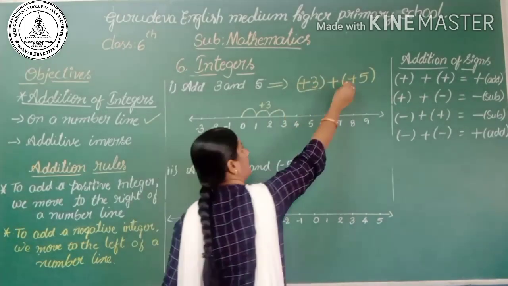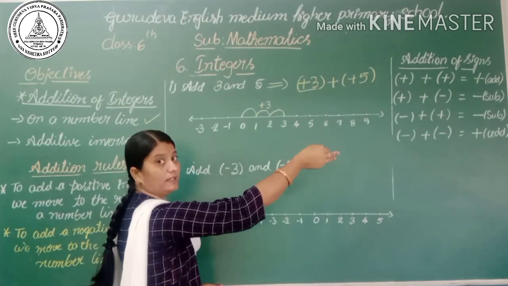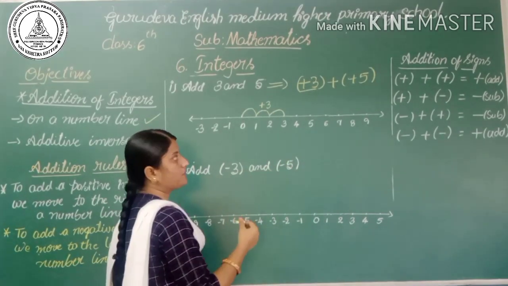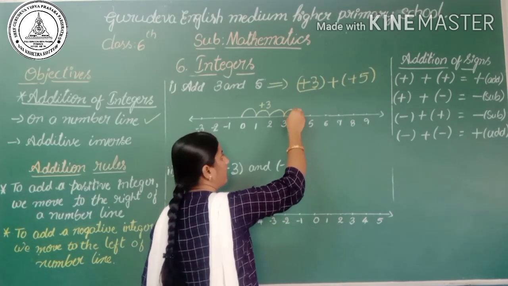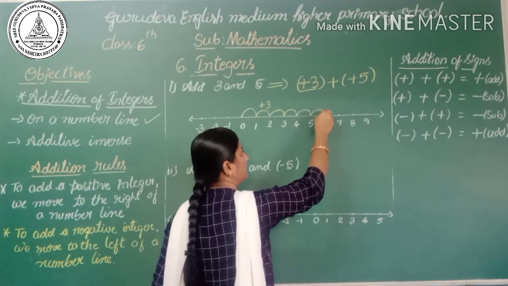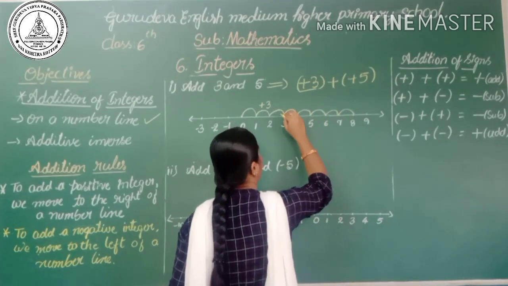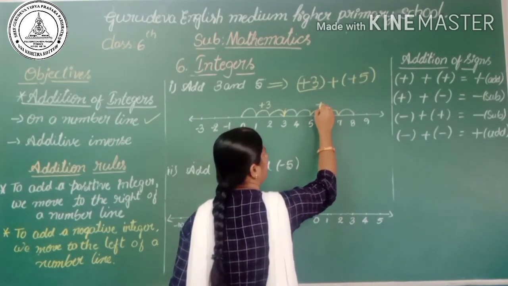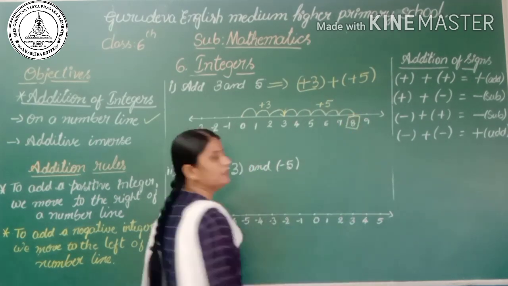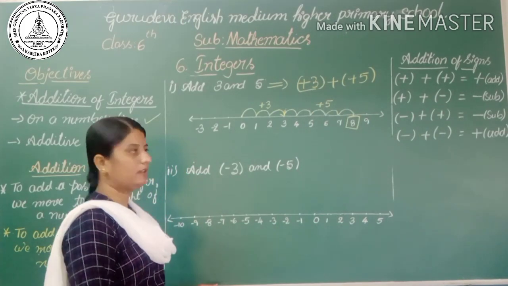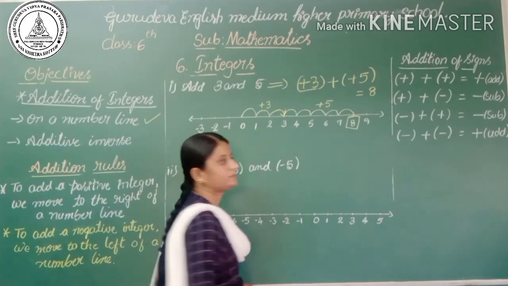So these two are having the same sign. So we have to add and we have to move another 5 steps to the right of a number line. Okay. Again move from the 3. 1, 2, 3, 4, 5. So up to here it has 3. Then up to here it has 5. So finally we get the sum, that is 8. Okay. Which is equals to 8.